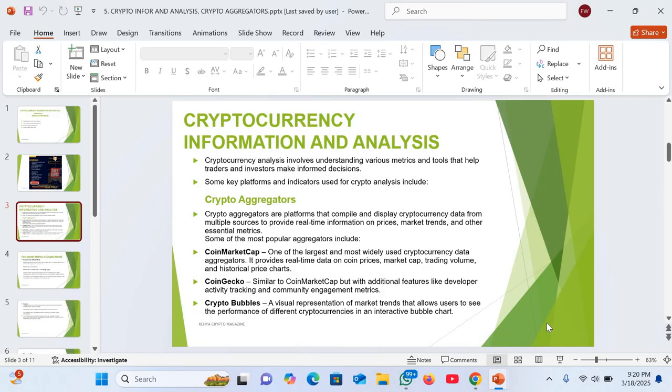And what do these crypto aggregators do or maybe provide to you? Crypto aggregators are platforms that compile and display different cryptocurrency data from multiple sources to provide you with real-time information about the prices, the market trends, and also other important metrics. You'll realize that when we open CoinMarketCap, for example, it will be showing you the different metrics like market cap, volumes, things to do with fear and greed. We'll be able to cover all that. So we'll start with CoinMarketCap.